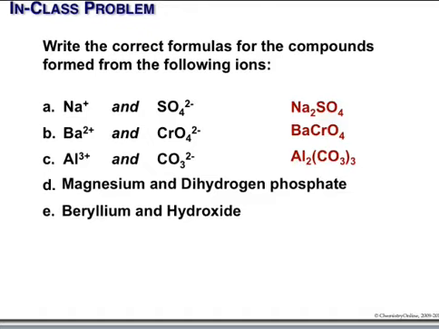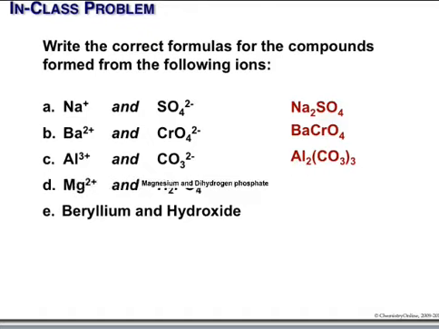Magnesium is +2. Now if phosphate is -3, and we add 2 hydrogens, that drops it down to -1, right? Every hydrogen drops it 1 negative charge. So we start at -3. This takes it down to -1. Magnesium is a +2. Therefore, we need 2 of these guys for every one of these.